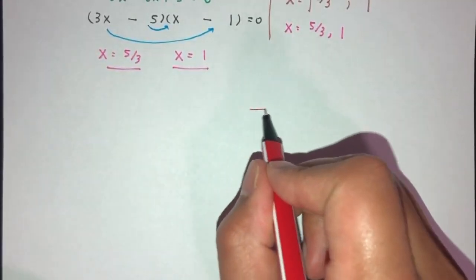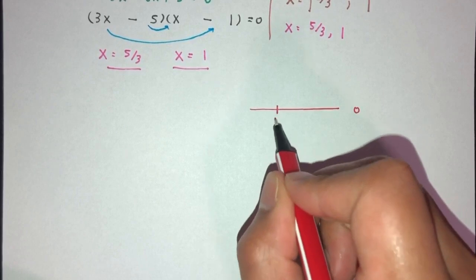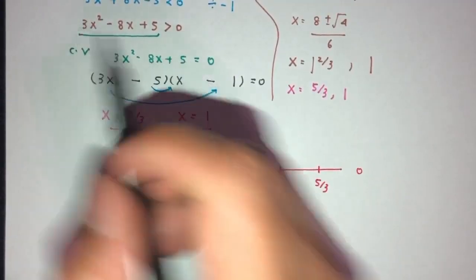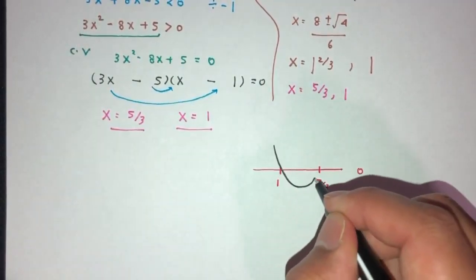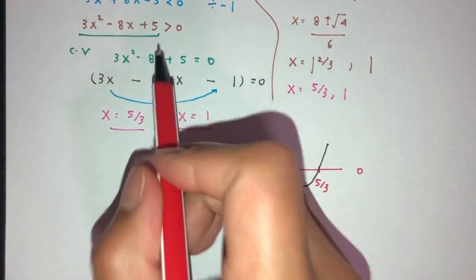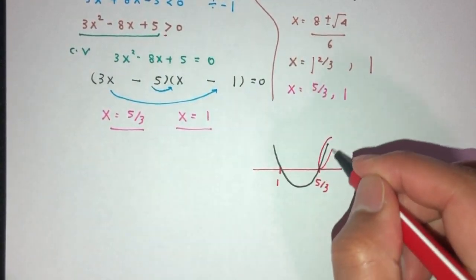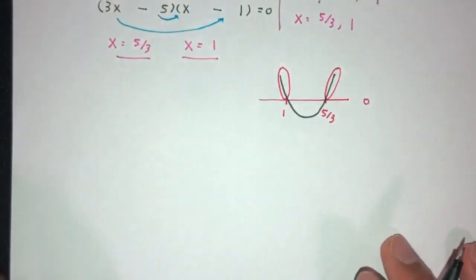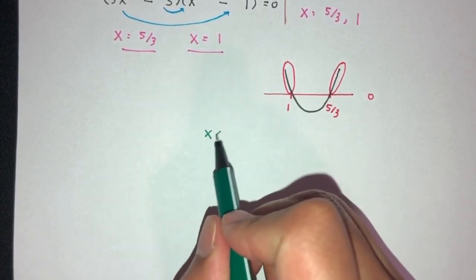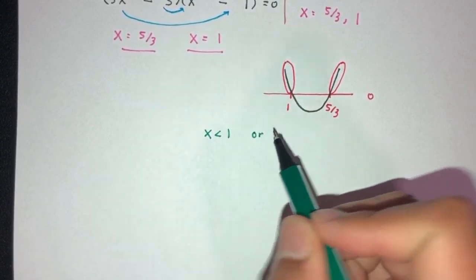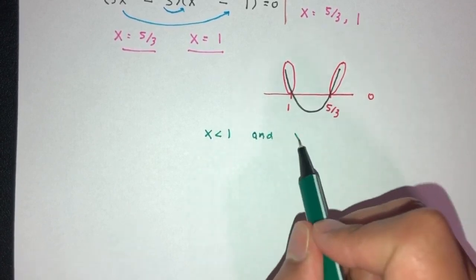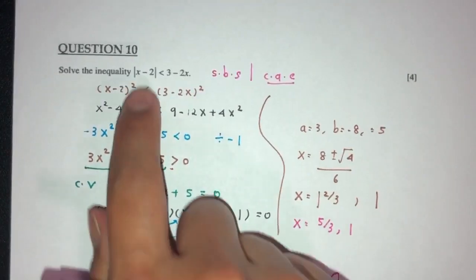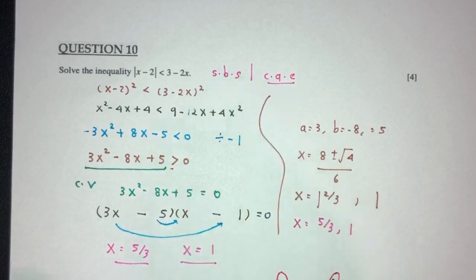We draw a number line as usual. This will be 1. This is 5 over 3. Now because this is of course positive, we'll have a shape like this, your minimum curve as usual. And as you can see, it has to be more than 0, so it has to be on this side and this side. Right. Now x has to be less than 1, or x has to be more than 5 over 3. Now, as we should know by now, whenever you have modulus on only one side but x on both sides, we check the answers at the end of your question.